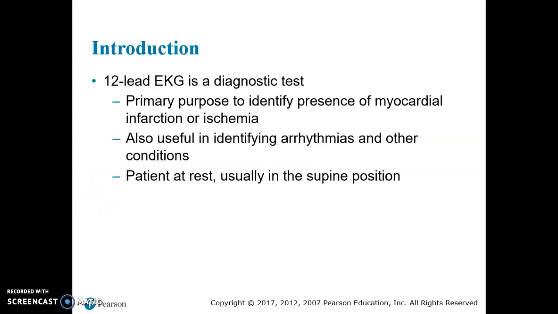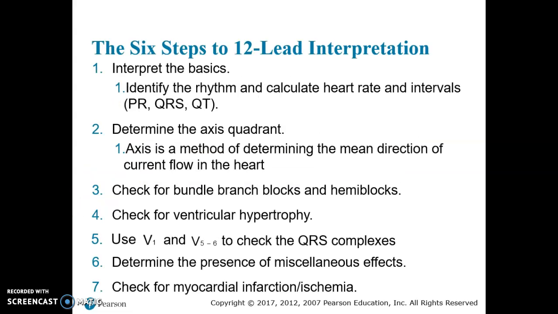Moving forward, there are 6 steps to 12-lead EKG interpretation. One, we're going to interpret the basics. We're going to identify the rhythm and we're going to calculate the heart rate and intervals such as the PR interval, the QRS, and the QT. So we're going to count that heart rate, and then we're going to look at these intervals, and then we're going to say, is this normal or is it abnormal?